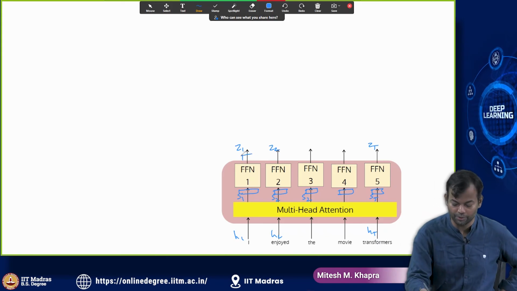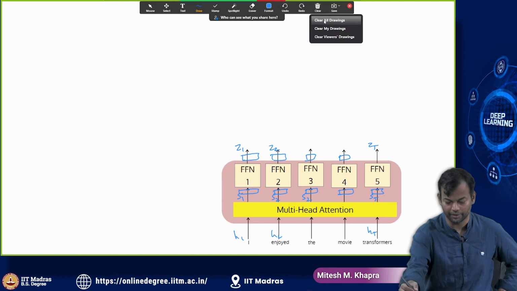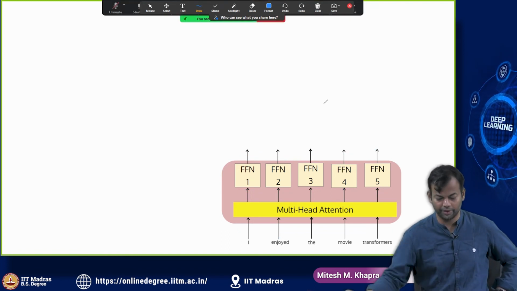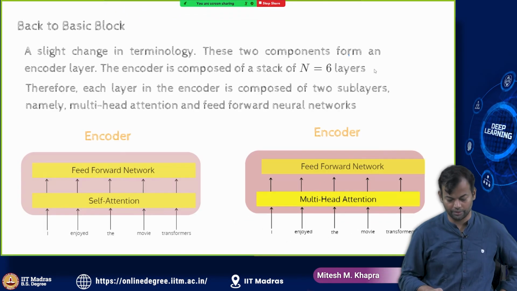It is going to pass through a feed-forward neural network and again give you a d-dimensional representation at the output, right? That's all that is happening here. So the feed-forward neural network is only acting as a projection layer here, right?